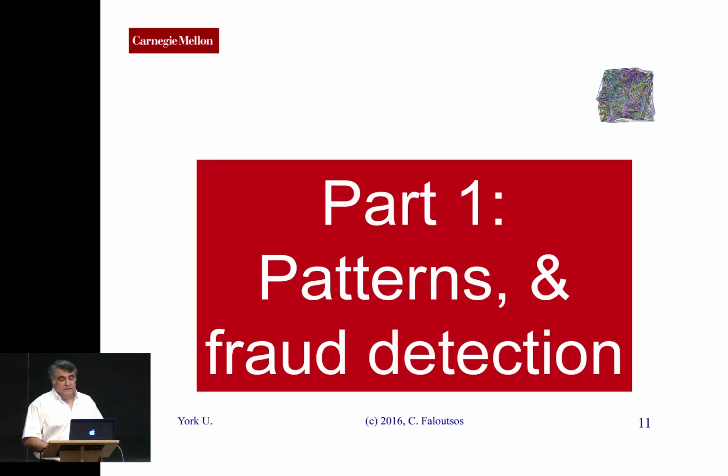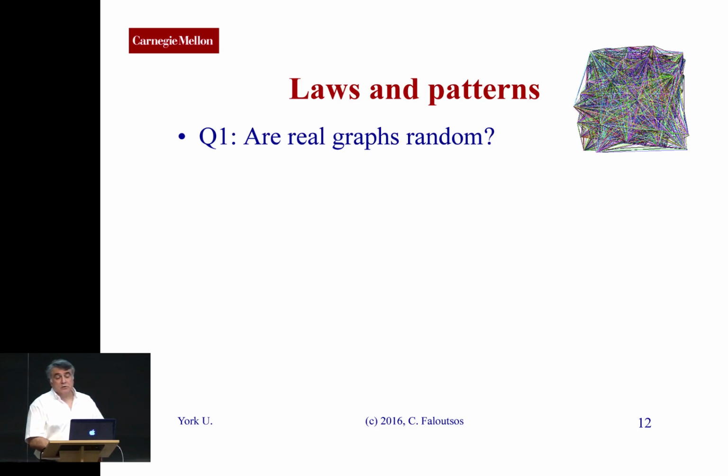So, patterns and fraud detection. Are real graphs random? If we plot the autonomous systems, this is york.ca.edu, this is cmu.edu.